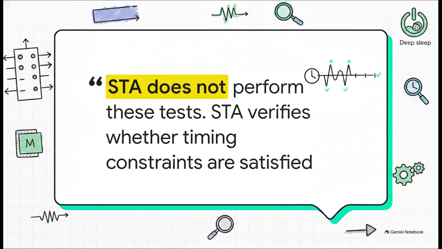And this brings us to what is probably the biggest misconception in the industry and our most important revelation today. STA does not perform these tests. Let me repeat that. STA verifies whether timing constraints are satisfied in the different operating modes and scenarios. This is so vital to grasp. STA isn't the active tester out on the factory floor. It's the passive, meticulous timing inspector. Its sole job is to analyze all these different modes and guarantee mathematically that every single electrical signal happens precisely when it is supposed to.